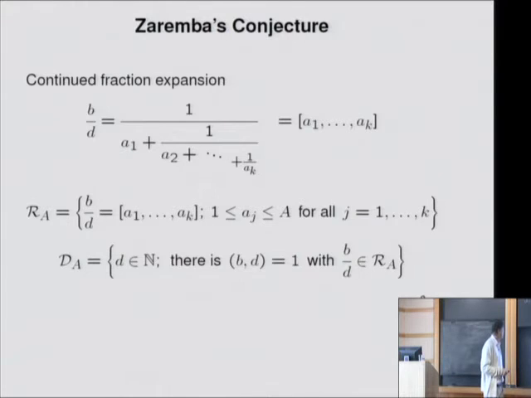We are considering continued fraction expansions of rational numbers, and basically the question is to show that if I give you any denominator d, then you can find a b, so that in this continued fraction expansion the a's are going to be bounded by some, say, absolute constant, and I will come back on that.